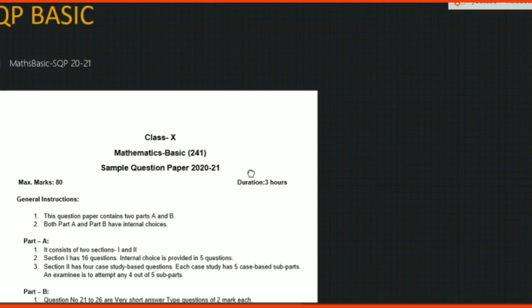Sample question paper basics. Now the attention is required. Going to the maximum. See, there is no change in this. There is no change even in this. But the paper is divided into 2 parts, Part A and Part B. And both Part A and Part B have internal choice. So this is going to help the children to gain the marks easily.